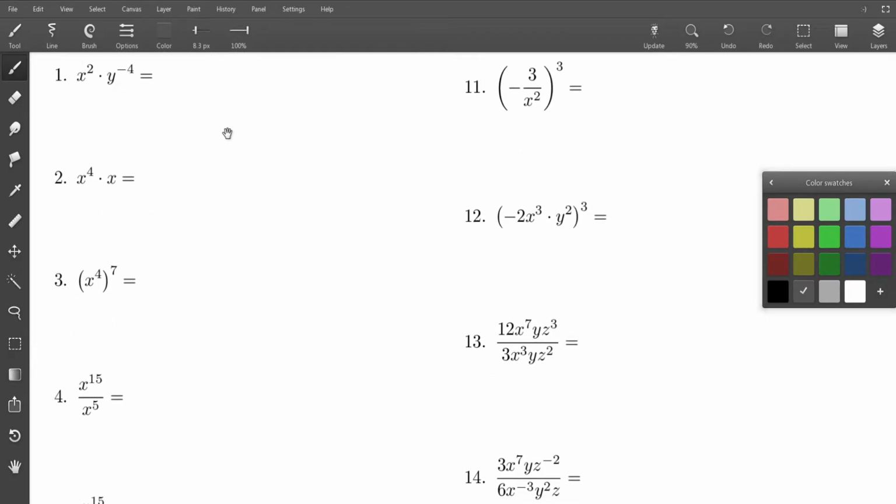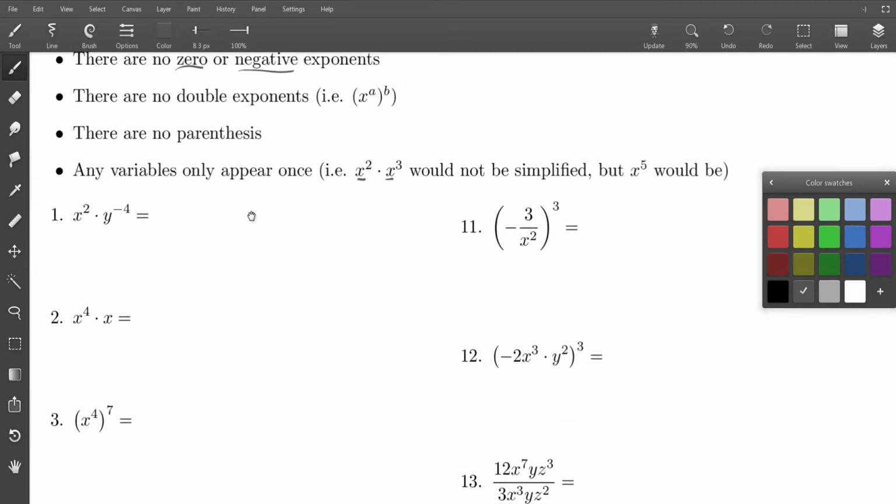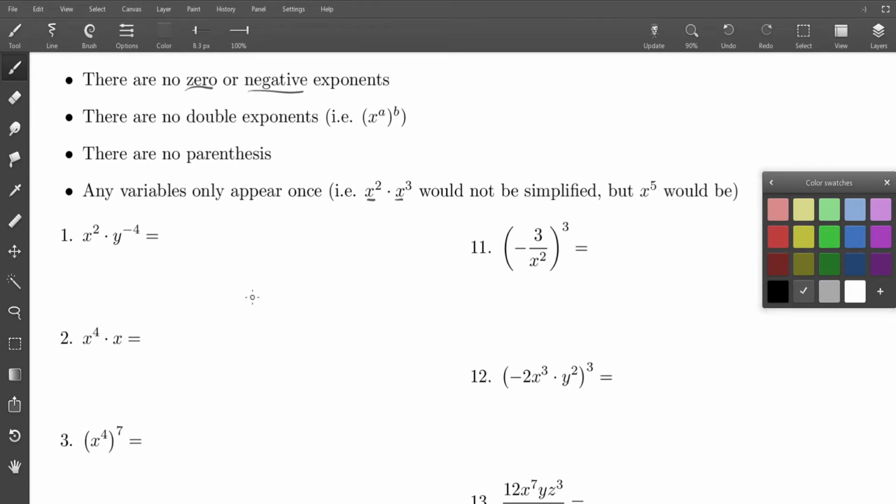So the first one we have is x squared times y to the negative fourth. If we look again at the rules, we want to make sure there's no zero or negative exponent. Here we see that it does have a negative exponent, so we're going to have to do something about that. There aren't any double exponents, there's no parentheses, and x and y both only appear once. So really it looks like we only have to deal with this negative exponent. Whenever I see negative exponents, I'm always thinking about trying to flip them down or up from the denominator to the numerator, or from the numerator to the denominator, whichever one is applicable to the problem itself.